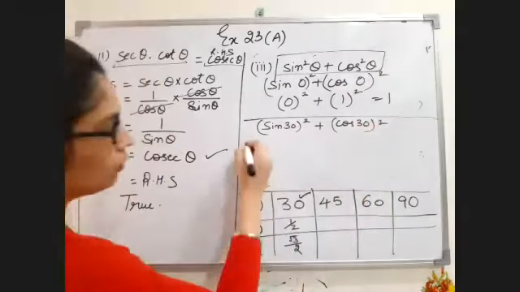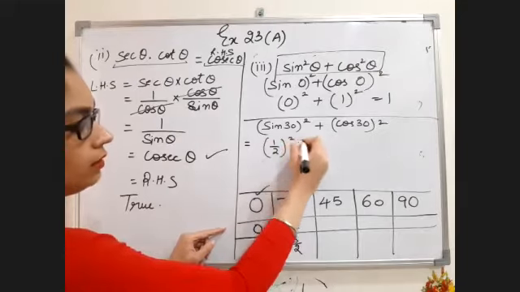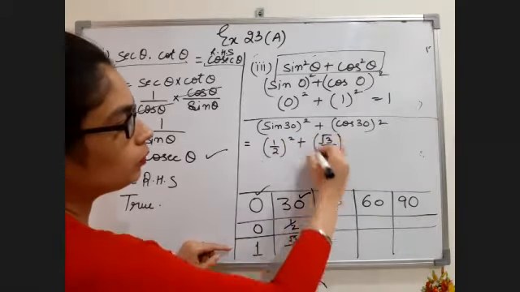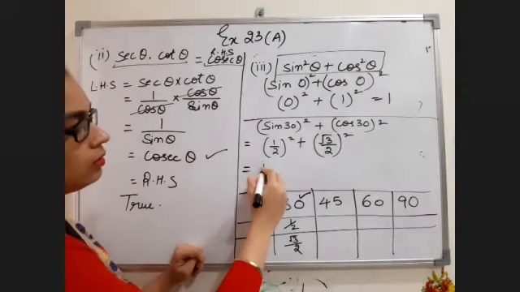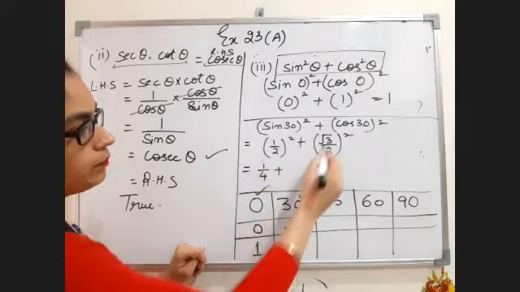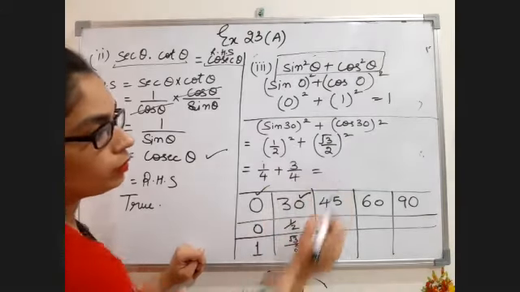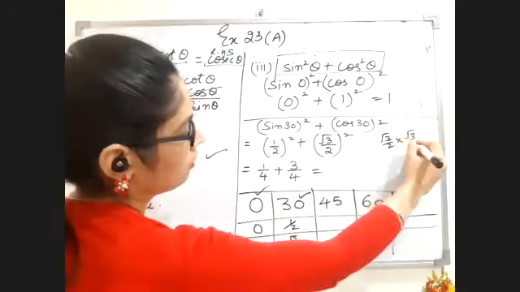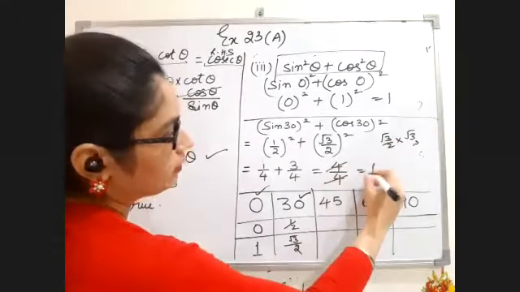So values I have already written. Sine 30 is 1 by 2, so 1 by 2 whole square. Cos 30 is root 3 by 2, so root 3 by 2 whole square. So 1 by 2 whole square is 1 by 4, plus 3 by 4, which is 4 by 4. Equal to 1. 4 by 4 cancels, 1.